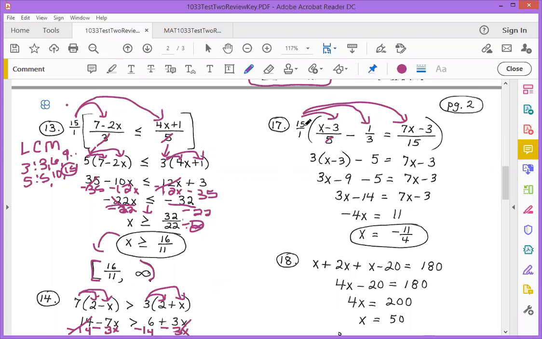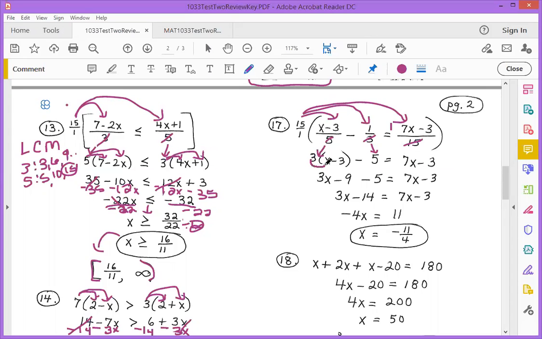So 5 goes into 15 3 times. We have our 3 here. Copy down your numerator, x minus 3. 3 goes into 15 5 times. 5 times our numerator, but our numerator is just 1 here. So 5 times 1 leaves us with -5. And then 15 goes into 15 one time, and 1 times that numerator, 7x minus 3, would just leave us with 7x minus 3.